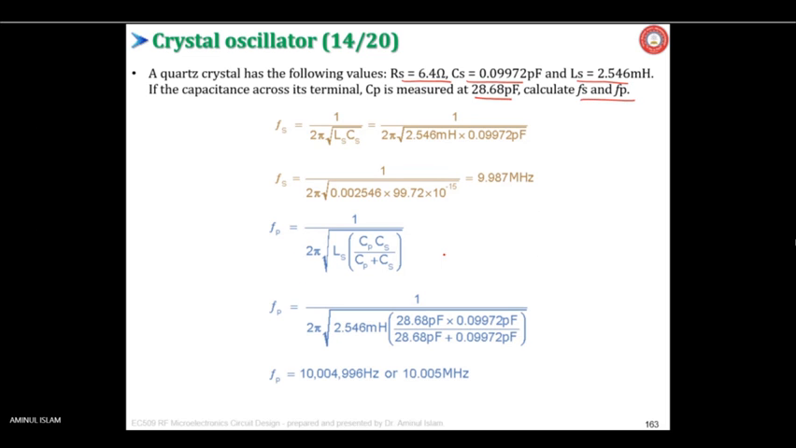Putting the given values in the given equation, which we saw in the last slide, we can find out the values of Fs and Fp. Yes or no? We can find out easily. Yes, sir.